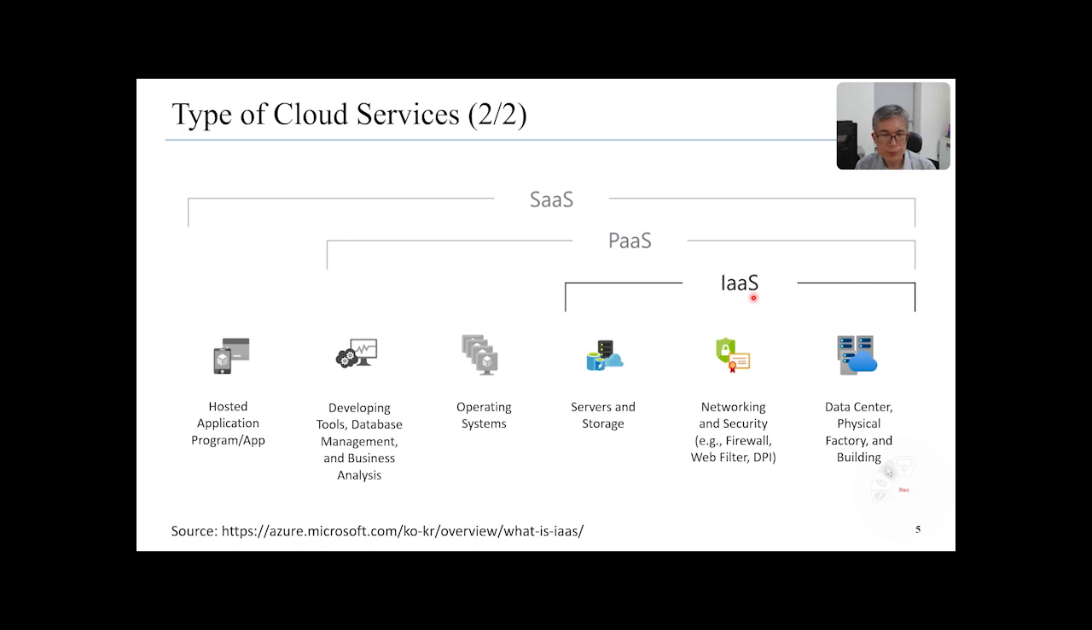Okay. So this figure shows a different viewpoint, right? The data center, physical, and then networking, security, and server storage. So this is called infrastructure as a service. In the PaaS case, the operating system for the guest OS and other development tools, management for business, and analysis are used. And SaaS is up to the application, right? So it hosts application platforms like Google applications.